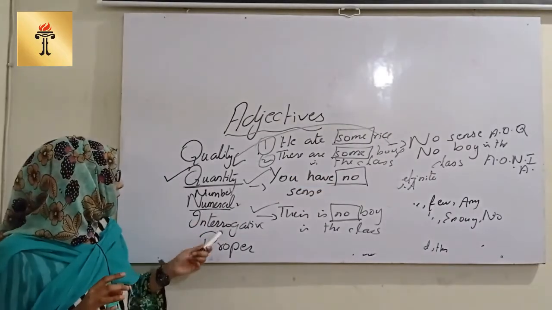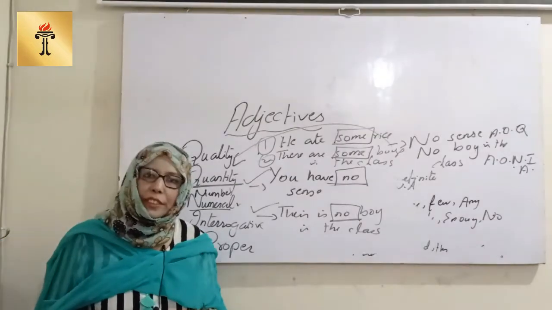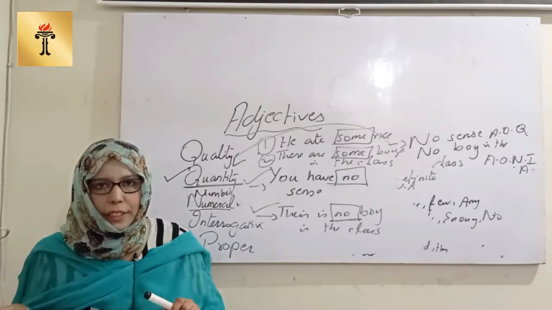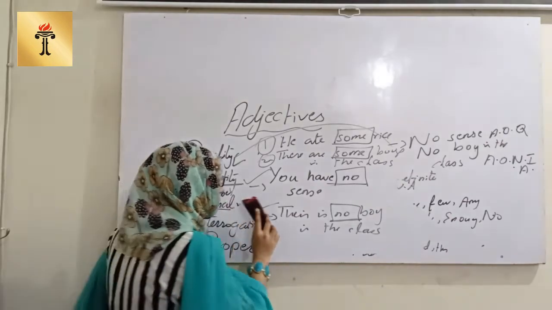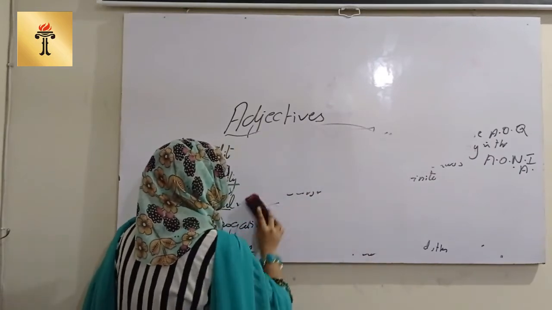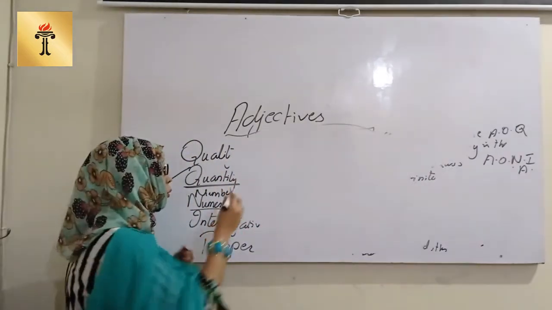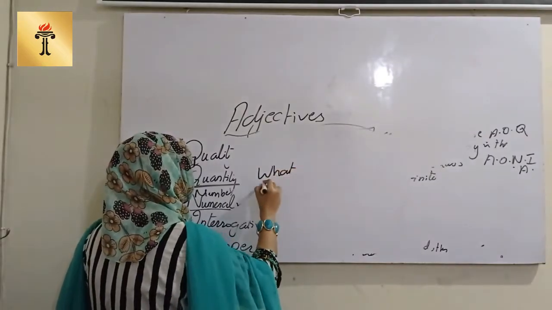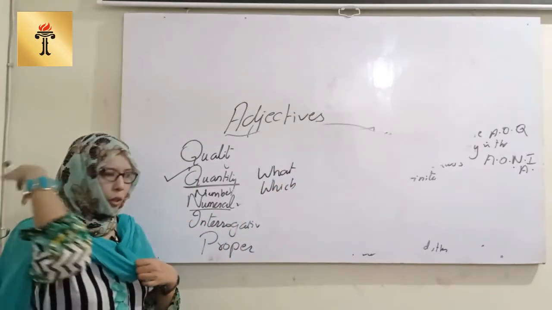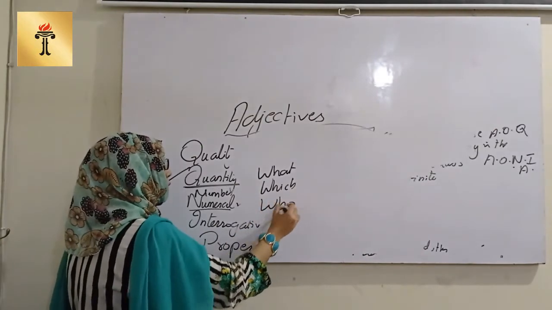The next is interrogative adjective. Those adjectives which are used to ask questions in a sentence. So these are what, which, who, whose.